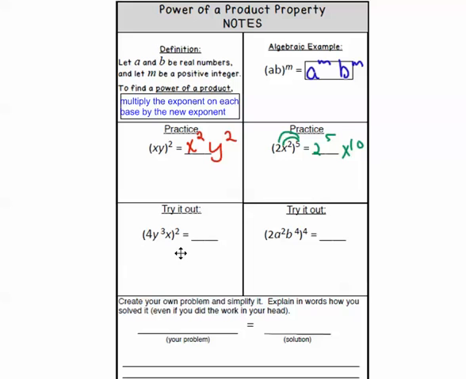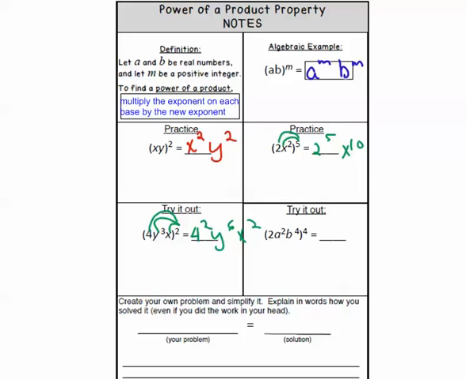Our next one's a little more complex, but we're getting pretty good at this. So we're going to take that square outside the parentheses, and we're going to distribute it to the coefficient of 4, the variable of y, and the variable of x. So we need to do this 3 times since we have 3 different bases. So this is going to give 4 to the 2nd power times y to the 3 times 2, or y to the 6th, and x to the 2nd power.